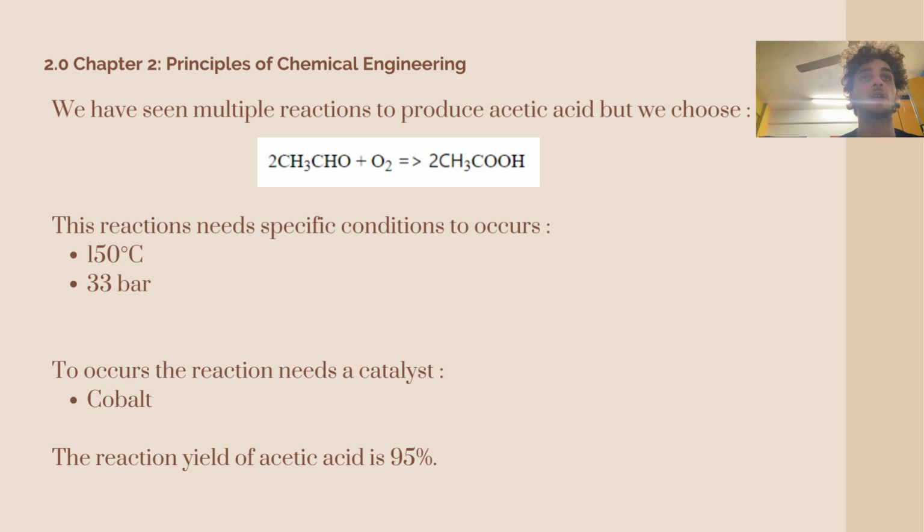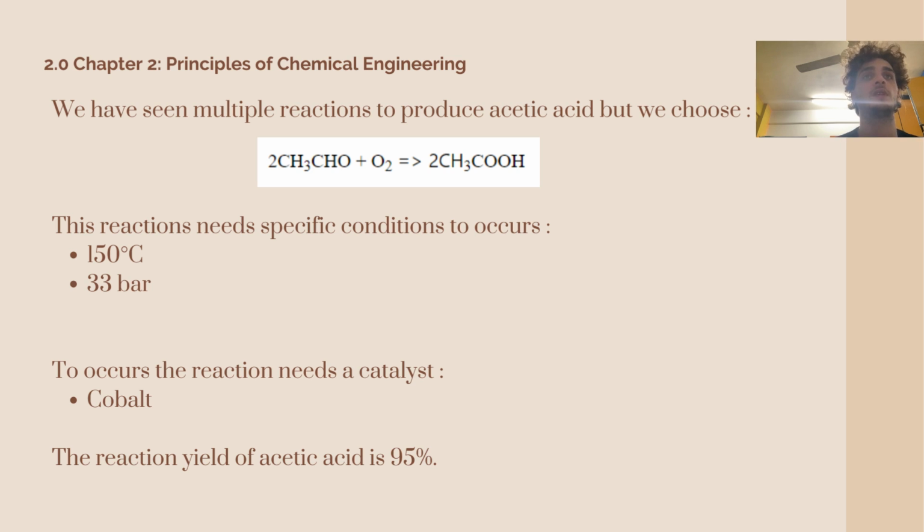So hello, I'm Gabriel. I do the part for chapter 2, Principles of Chemical Engineering. We have seen multiple reactions to produce acetic acid, and we chose the reaction from acetaldehyde to produce acetic acid. So this reaction needs O2 to work. The O2 can be pure O2 or can be brought in as air, and the acetaldehyde will be in liquid form. The reaction needs specific conditions to occur, 150 degrees and 33 bar.